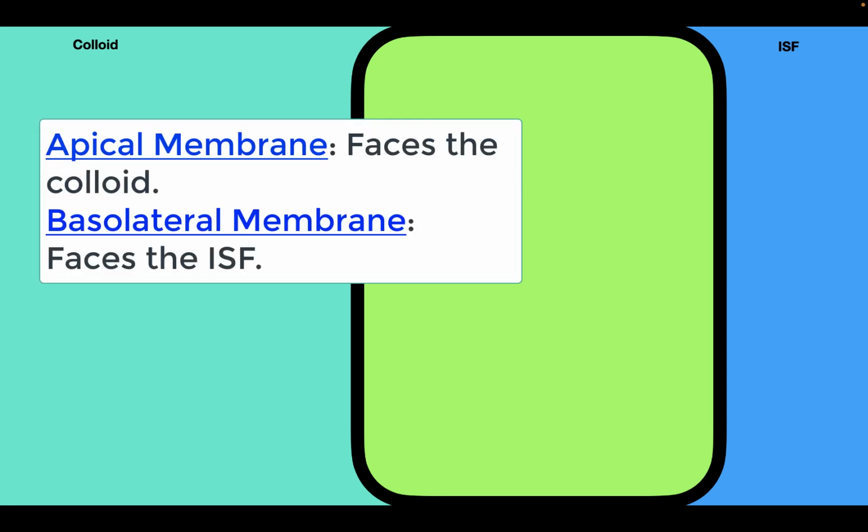And then outside the follicular cell, we have the interstitial fluid, which is bathing these cells. Remember that the membrane that faces the colloid is called the apical membrane, and the membrane that faces the interstitial fluid is the basolateral membrane. So how does TSH, or thyroid stimulating hormone, affect the follicular cells? Well, when TSH comes into the thyroid gland, TSH can bind to the TSH receptors, which are found on the basolateral membrane of the follicular cells. So these TSH receptors are coupled to GS proteins.